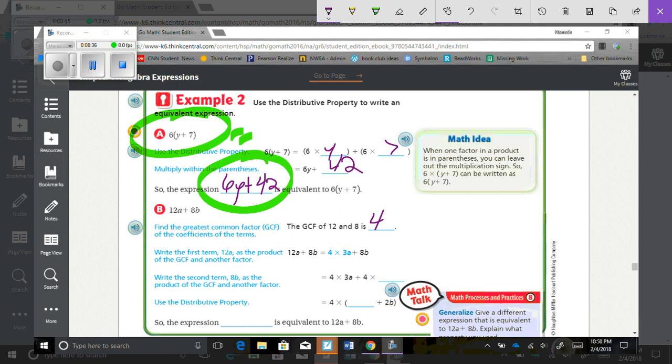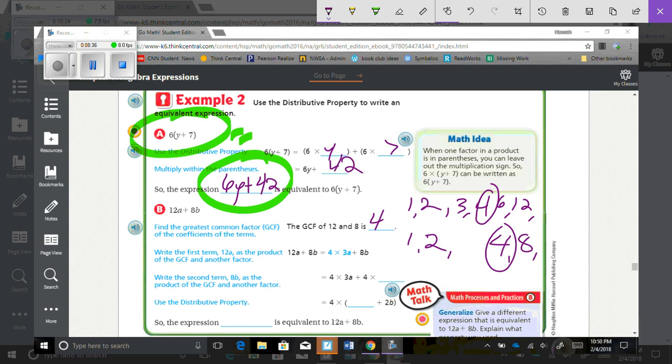You probably remember doing it as finding the factors: 1 and 12, 2 and 6, 3 and 4, and then you do the same thing for 8: 1 and 8, 2 and 4. And then we look for the largest number that they have in common. Okay, so the next step is we're going to write the first term, 12a, as the product of the greatest common factor and another factor. So we have 12a plus 8b equals 4 times 3a plus 8b.